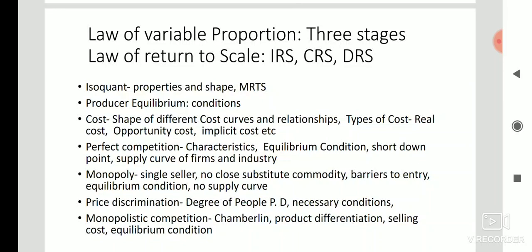The equilibrium condition is the same, MC equals MR. In case of long run equilibrium, price is greater than marginal cost. Sometimes a question comes: in long run equilibrium MC equals MR, average cost equals price, but price is greater than marginal cost.